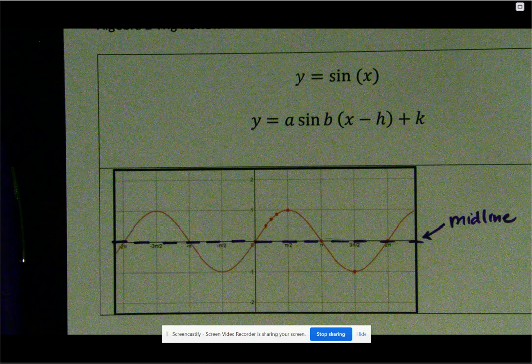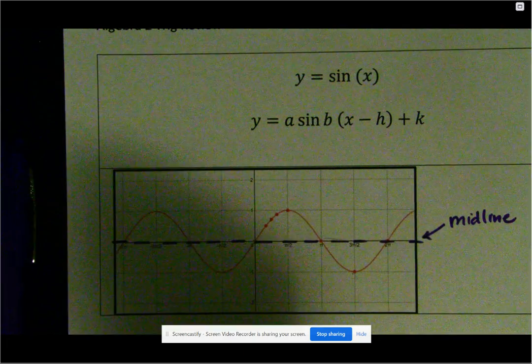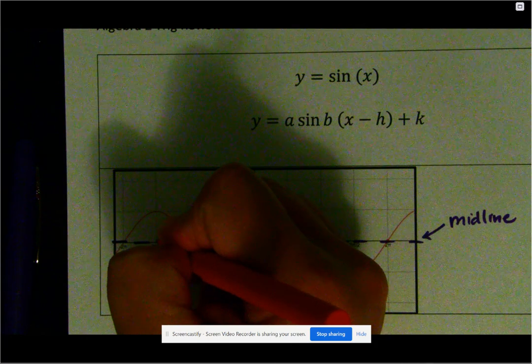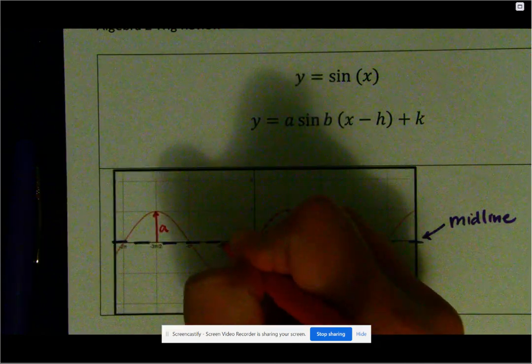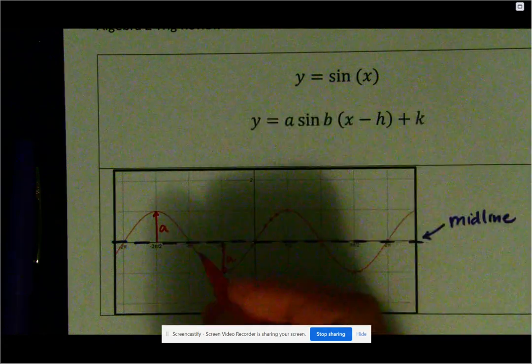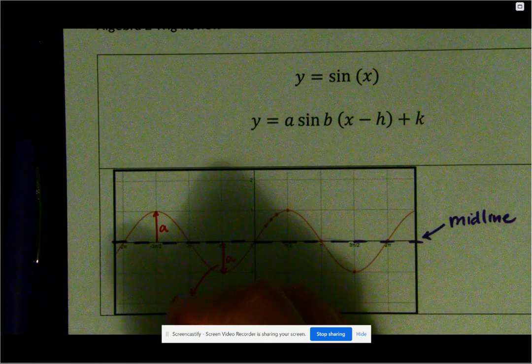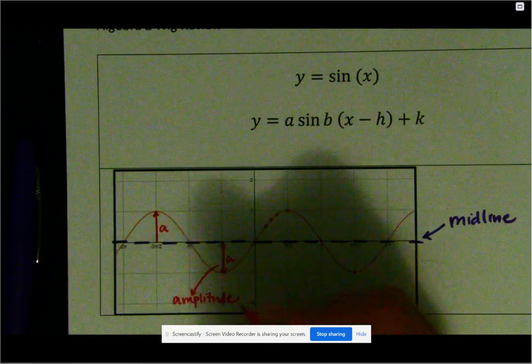Then something else you need to know is something called the amplitude. So the amplitude is measured from the midline. It is the distance from the midline to the maximum, or from the midline to the minimum, right? The absolute value. So that is called the amplitude. And in the parent function, it is 1.